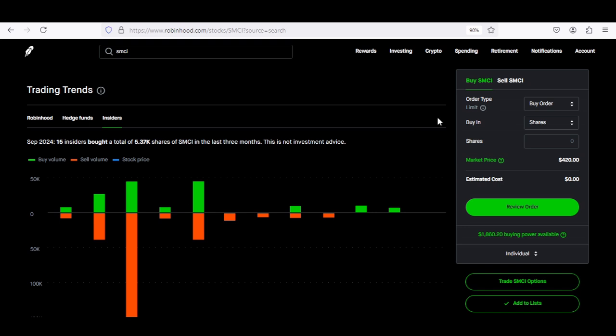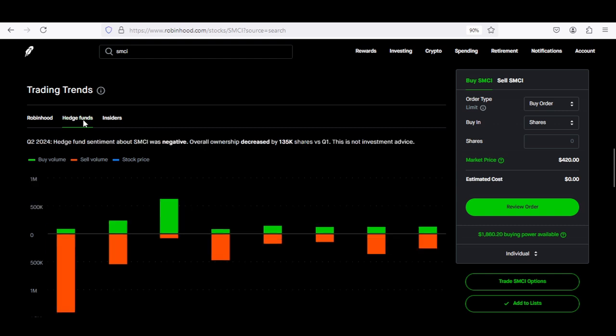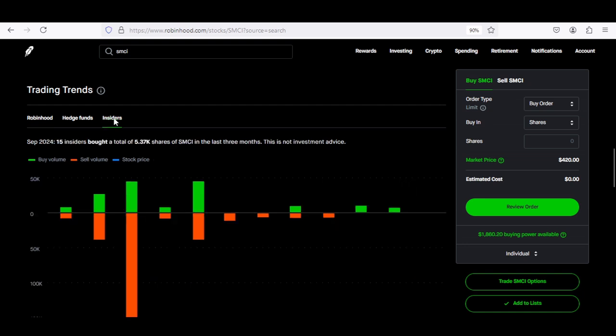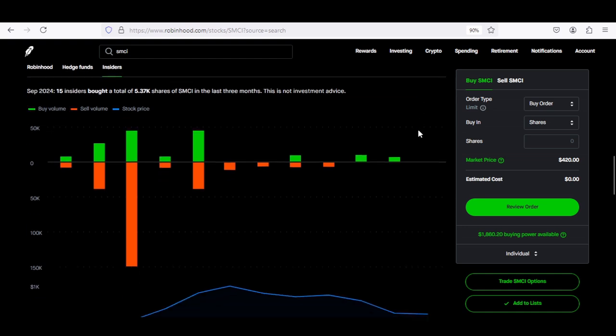So, how would I use the trading trends? Well, I would first of all focus heavily on what the hedge funds are doing. And secondly, I would also focus on what the Robinhood traders are doing in order for me to make my decision. I would hardly use the insiders, but it's just good information to have. Now we're going to scroll down and we're going to see exactly how the insider information comes about. So let's go ahead and scroll on just a bit more.